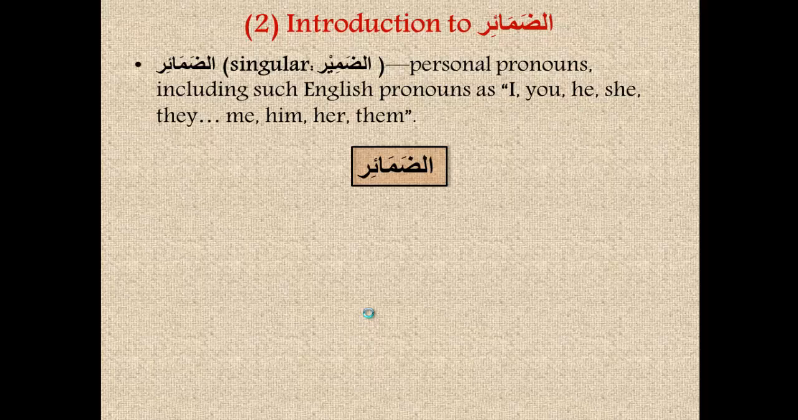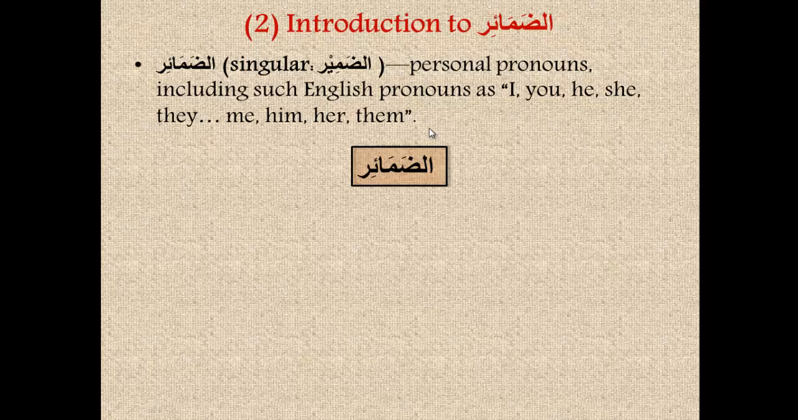So personal pronouns are such pronouns as I, you, he, she, or they. Like in English, we say I, you, he, she, or they. Or we can have English pronouns like me, him, her, or them. Ad-Damaa'ir refer to all of these pronouns. And the singular form is ضمير. ضمير, ad-Damaa'ir. This is a jam'a taksir, a broken plural.